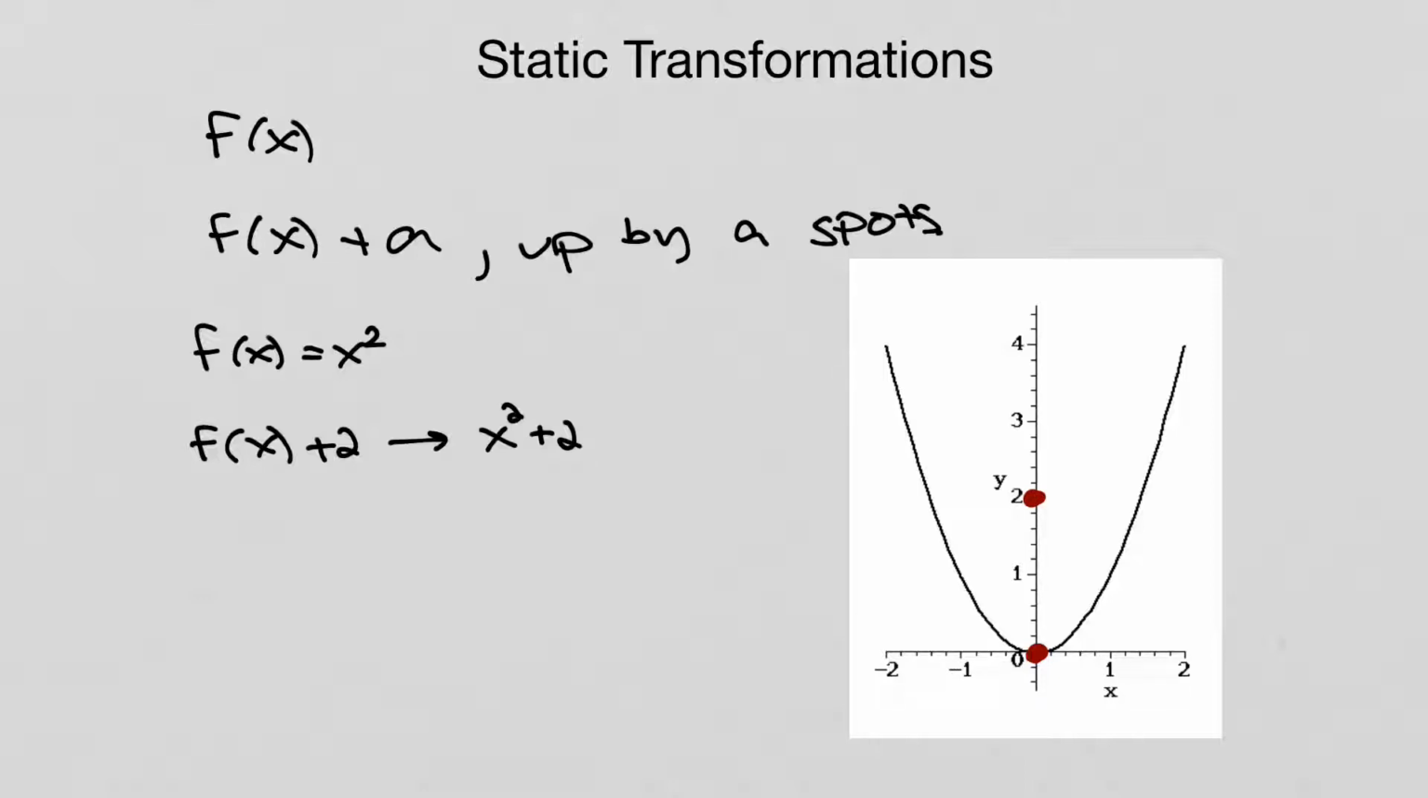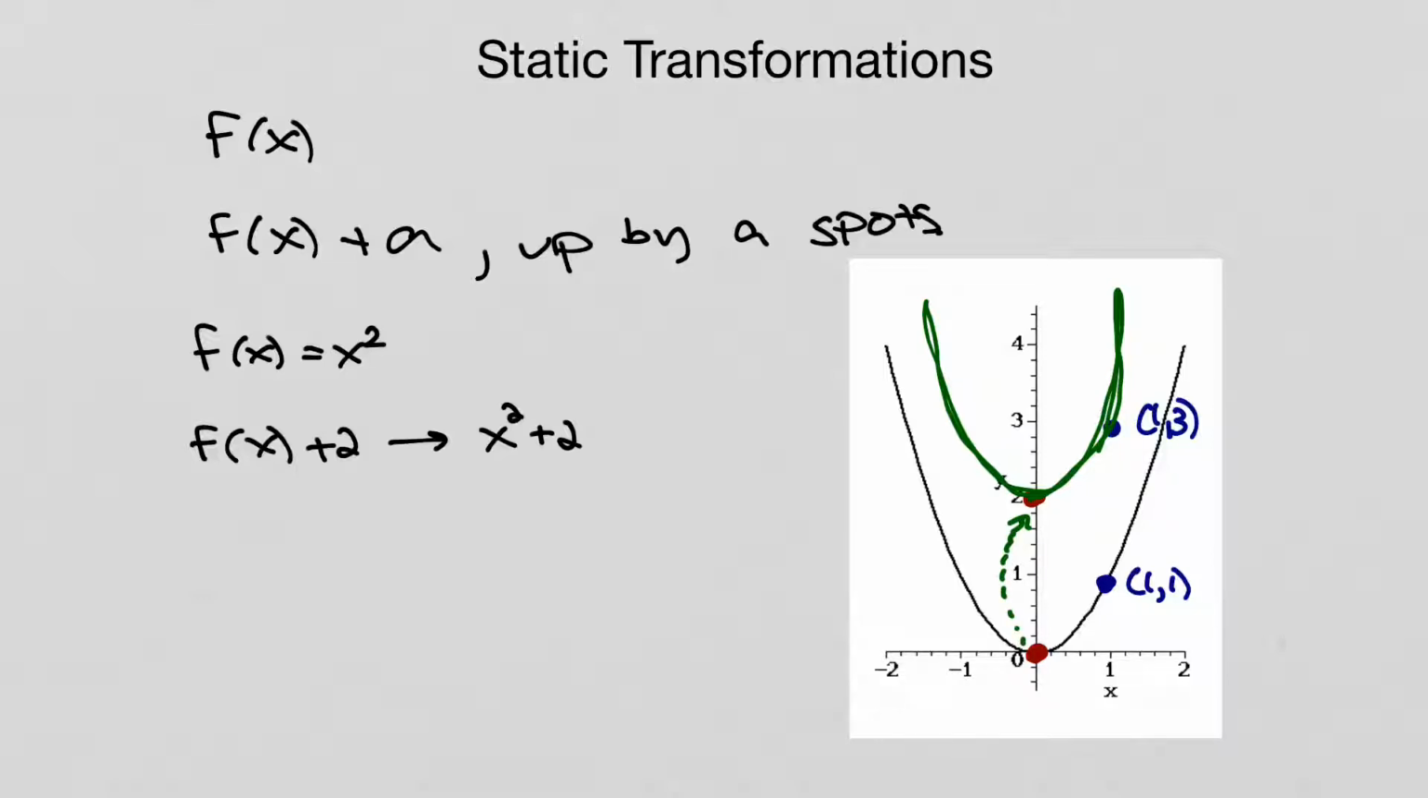Okay? This is the point 1, 1 right there. We're going to bump that up to the point 1, 3. Right? And we can do the same thing with a bunch of these other points too. But it's going to take this parabola and push it upwards like this. Okay? So we literally just picked the whole thing up and pushed it up by 2 spots.